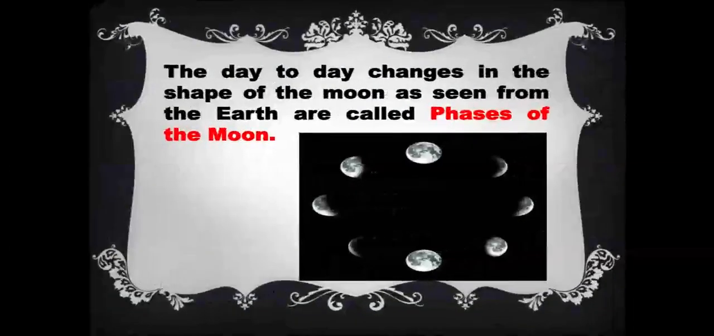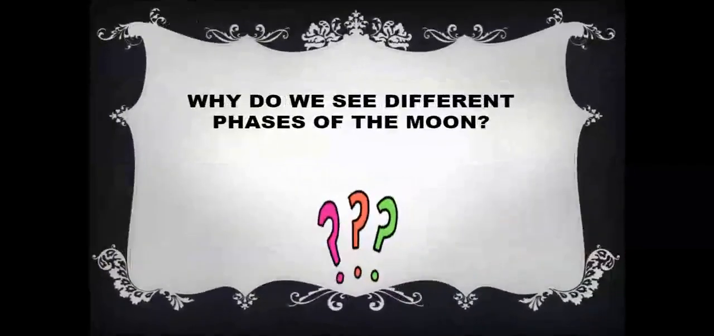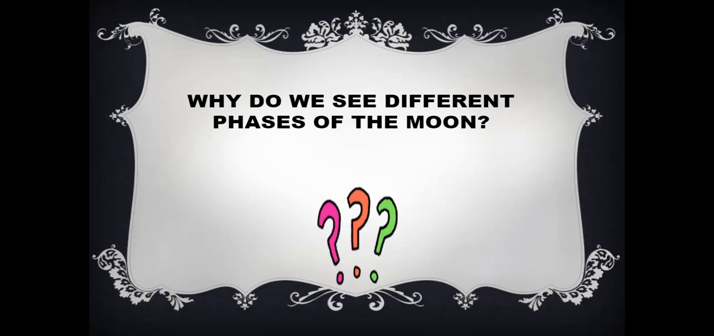Yes, the day to day changes in the shape of the moon as seen from the earth are called the phases of the moon. I repeat, the day to day changes in the shape of the moon as seen from the earth are called the phases of the moon. Dear children, but do you know why do we see different phases of the moon?